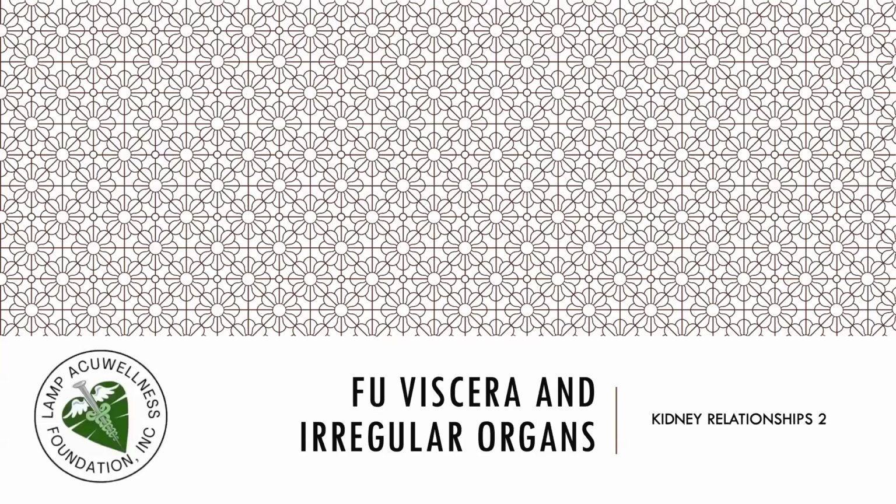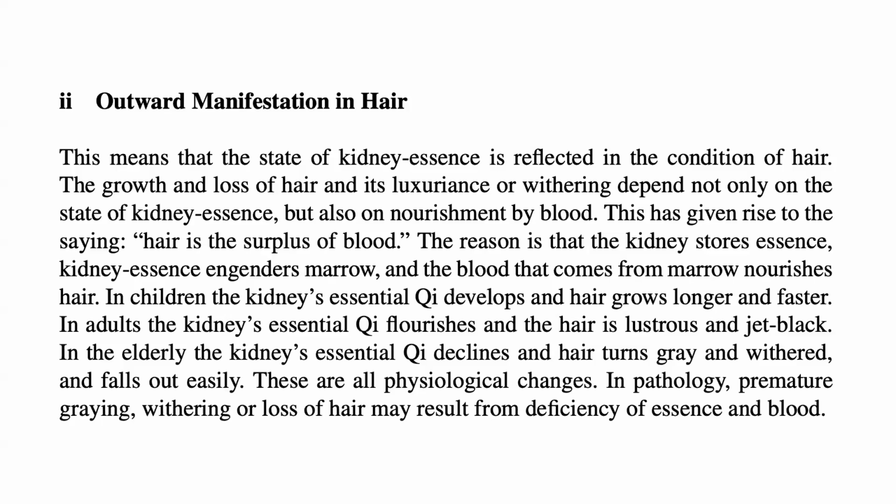Continue discussing kidney relationships. Outward manifestation in the hair. This means that the state of kidney essence is reflected in the condition of hair. The growth and loss of hair and its luxuriance or withering depend not only on the state of kidney essence, but also on nourishment by blood. This has given rise to the saying, hair is the surplus of blood.